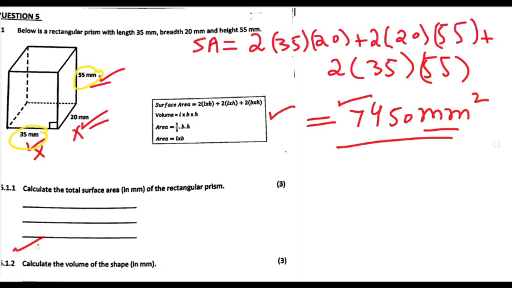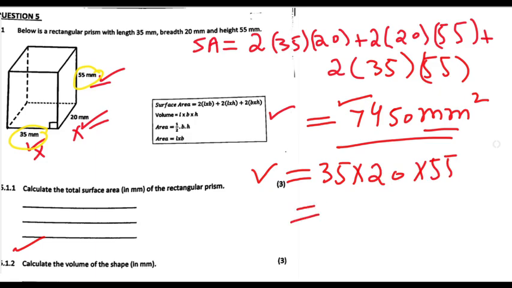Second part, it says calculate the volume of the shape. We need to find the volume. Easy. Volume, all three sides you multiply. That will be the answer, because of the length, breadth and height, all three must be multiplied. 35 multiply 20 multiply 55. Length, breadth and height, all three sides you're going to multiply.